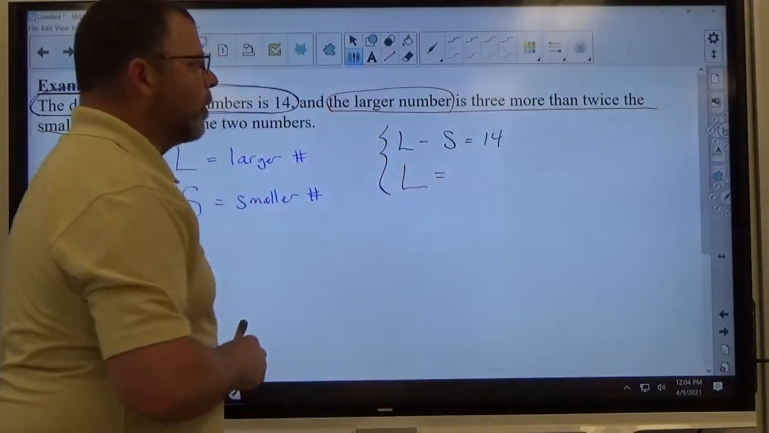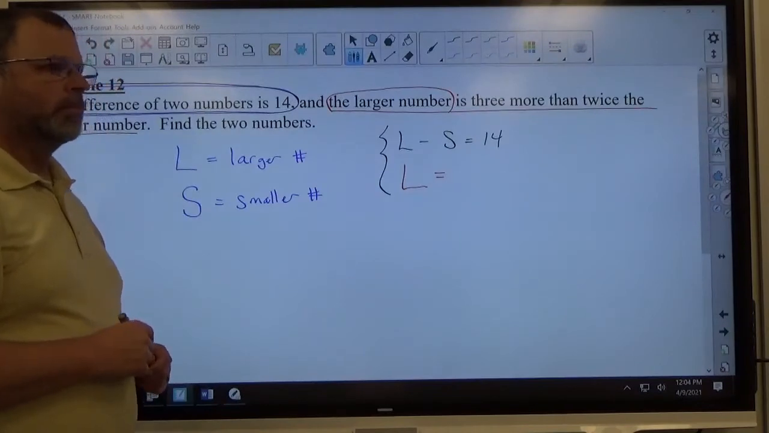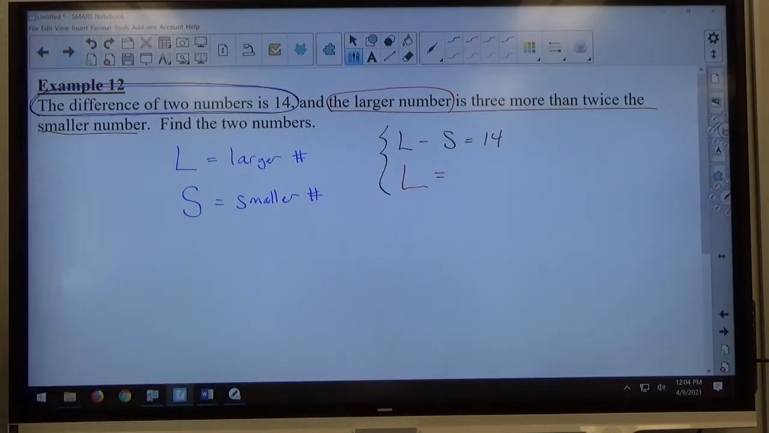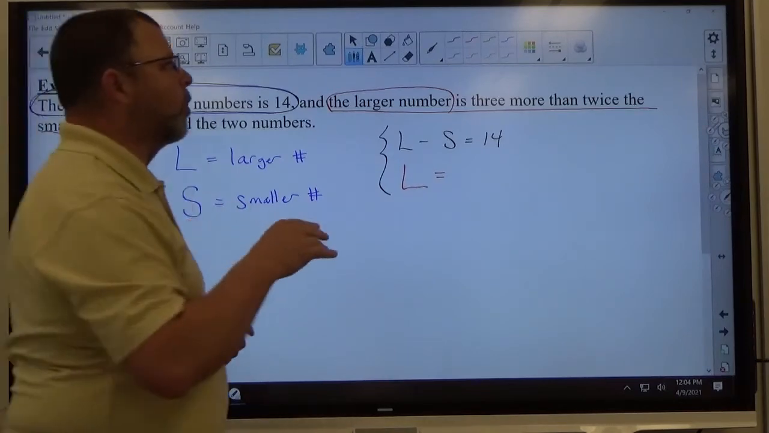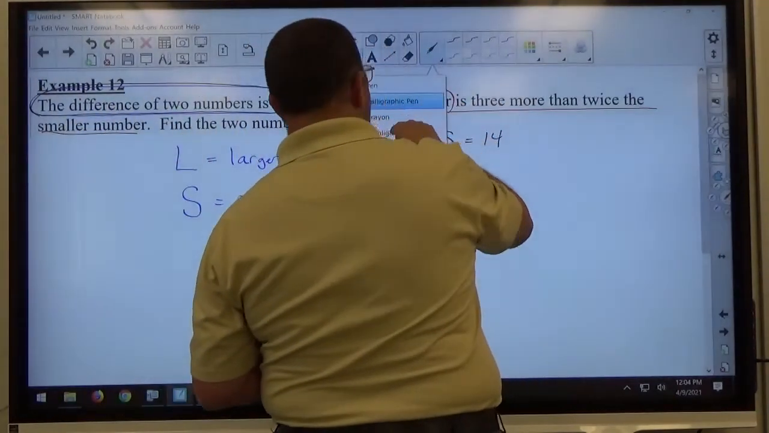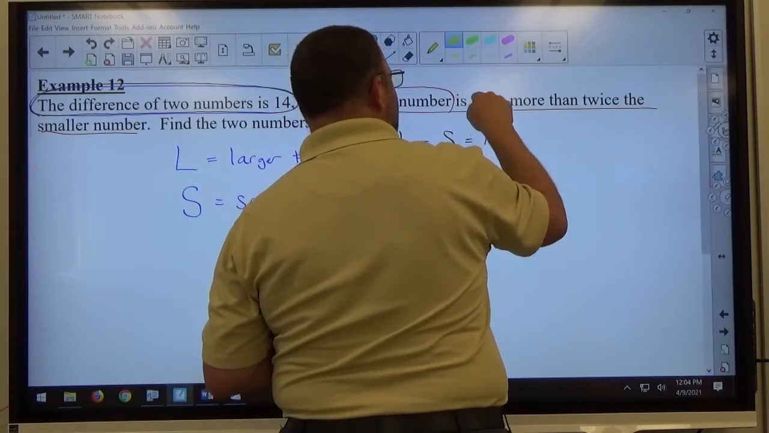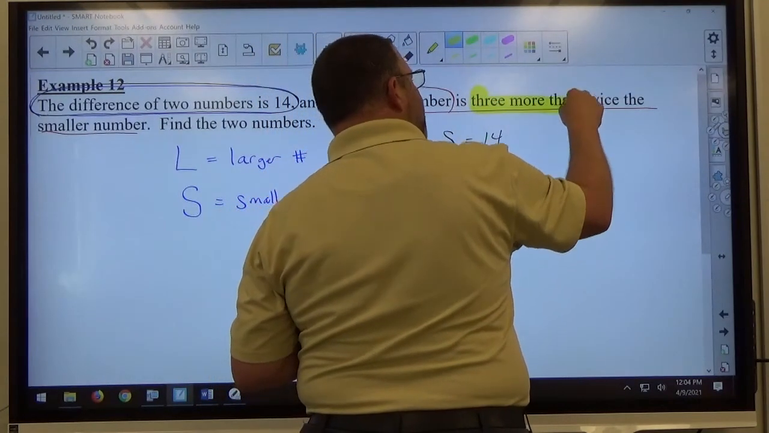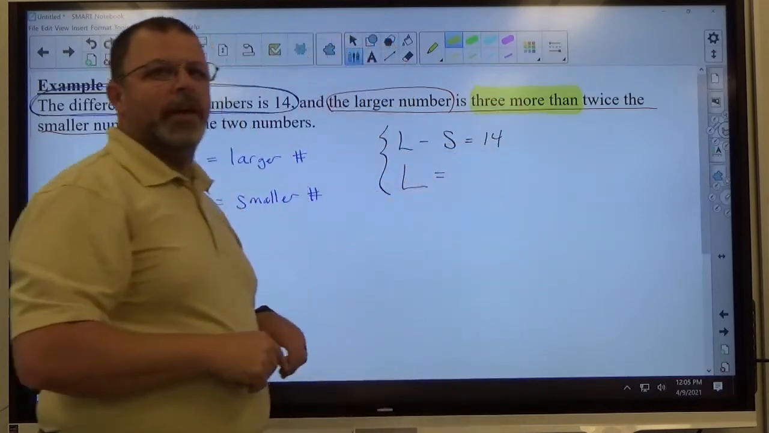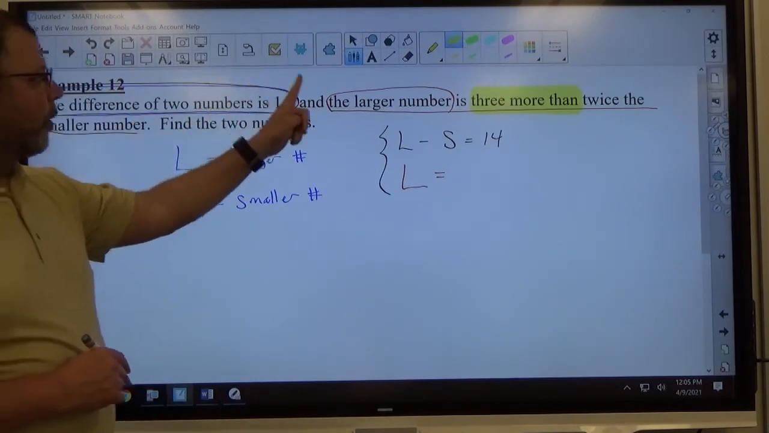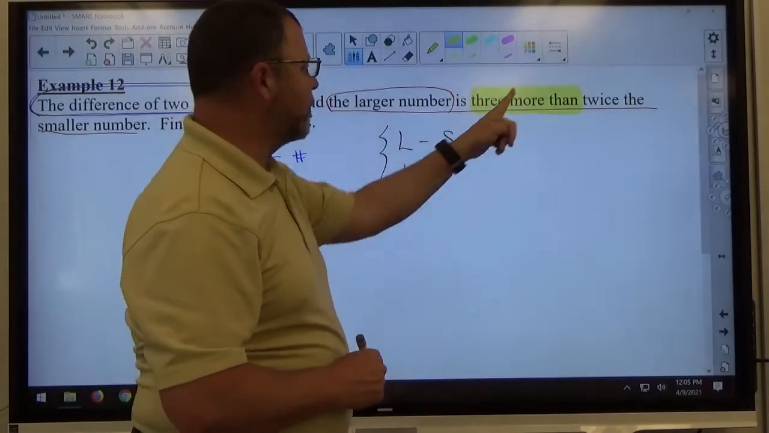What does 3 more than mean? Plus. More than, less than is plus and minus. For me personally, I save more than till the end. So if I see a more than or less than in my equation wording, like 3 more than, it's important, but not till I've written everything else. Any more than or less than statement is on the back burner until everything else has been written. So pretend that's not there. So the larger number, L, equals, what does twice mean?